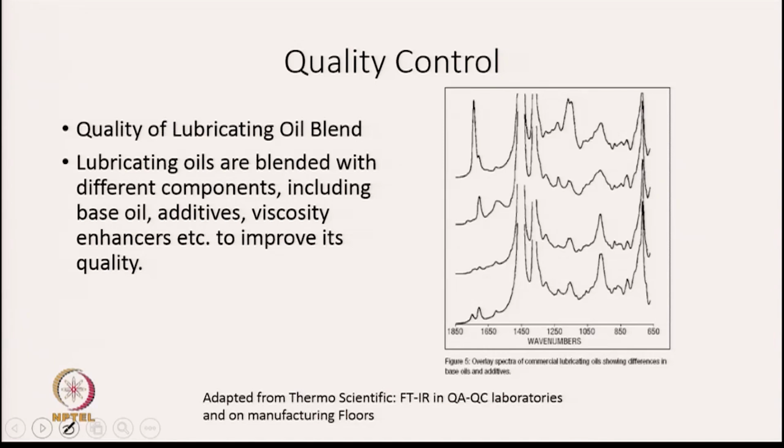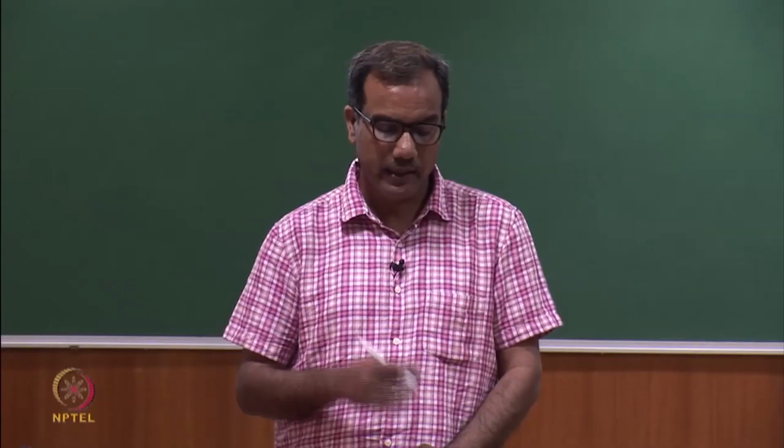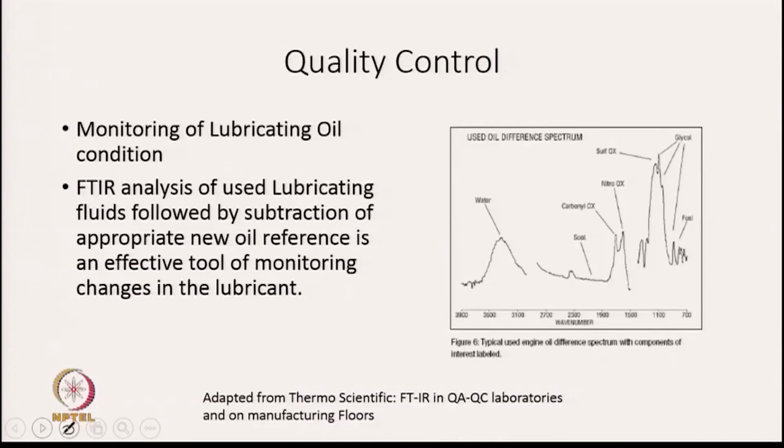You can also know the quality of lubricating oil blend using FTIR spectroscopy. Lubricating oils are blended with different components including base oil, additives, and viscosity enhancer, and they are generally used to improve its quality. And just by looking at the spectrum you can tell the amount of different additives in the lubricating oil blend, and that is important for the quality control process.